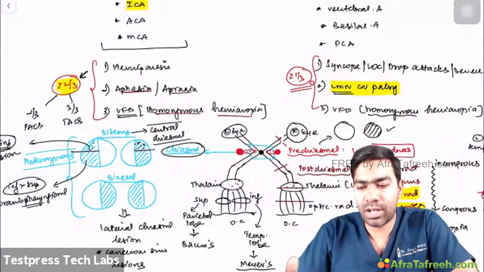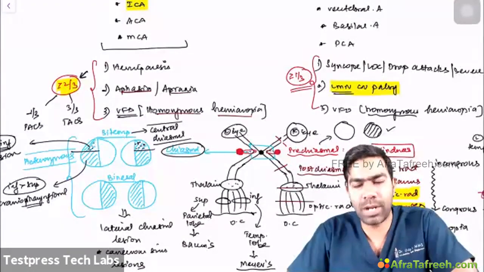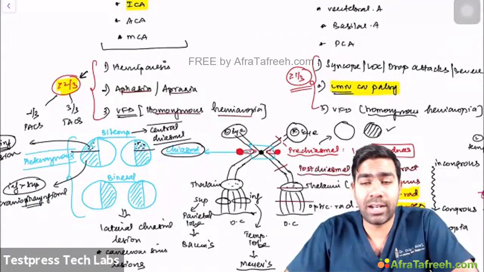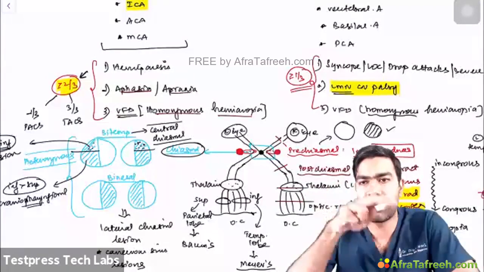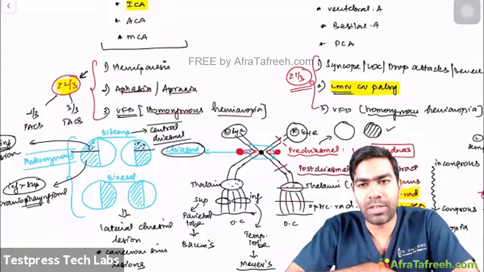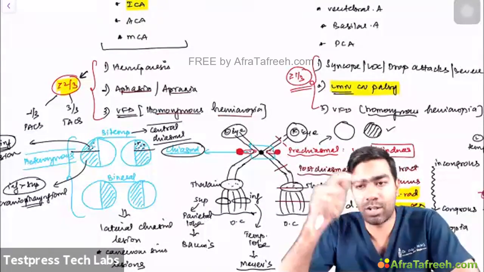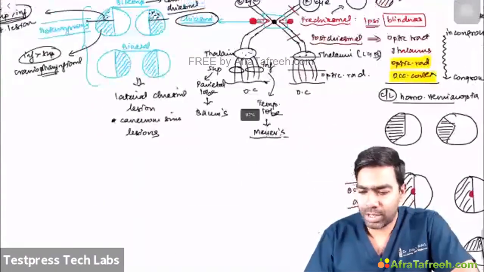This much is more than enough for exams, and even for your day-to-day practice, this is more than enough if you want to practice as a physician. Suppose you want to become an ophthalmologist, then you need to know some extra things, because within the chiasma itself there are multiple small lesions which you might need to know. But if you're not going to practice ophthalmology, then that is not really needed for you.